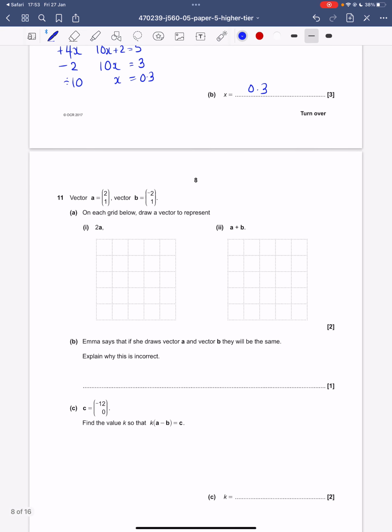Right, next page. Vector A is (2, 1). Vector B is (minus 2, 1). So we start here. 2A. (2, 1) means 2 across and 1 up, and then 2 across and 1 up again. We need 2 of them. Or you can say it's (4, 2), double, double.